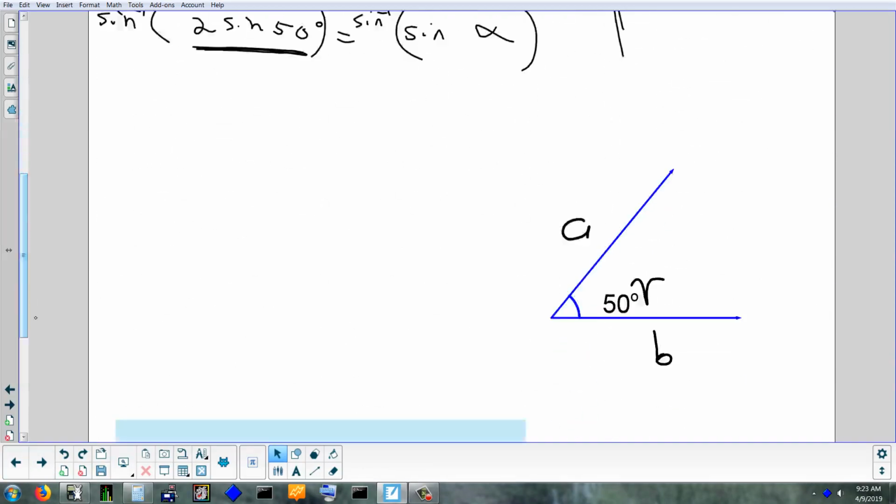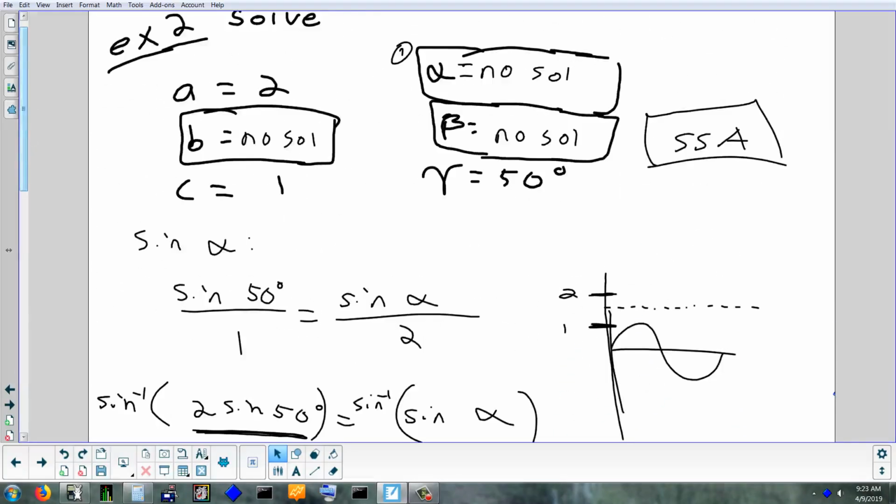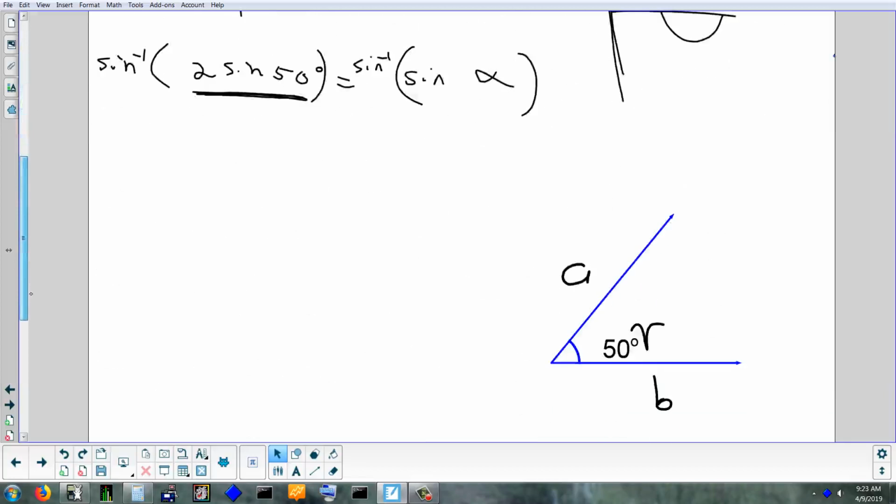So let me try to draw this. Okay. That angle right there, that's accurate. I did it with the protractor on the computer. That's a 50-degree angle, like exactly 50. So I need that, which I have. And then I need a side that's 2 units and a side that's 1 unit.